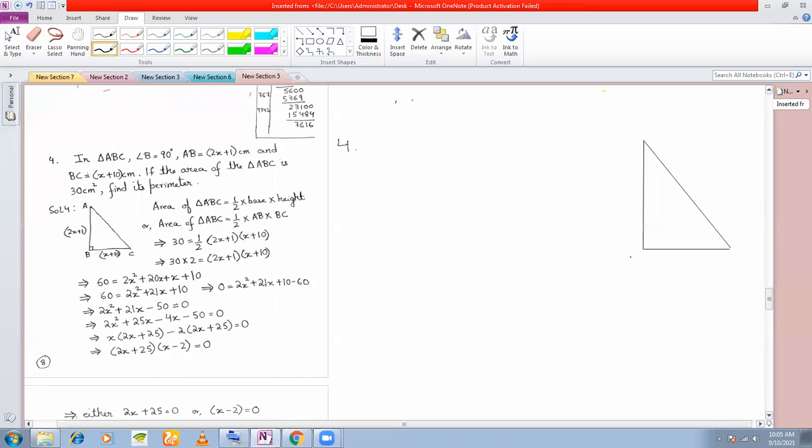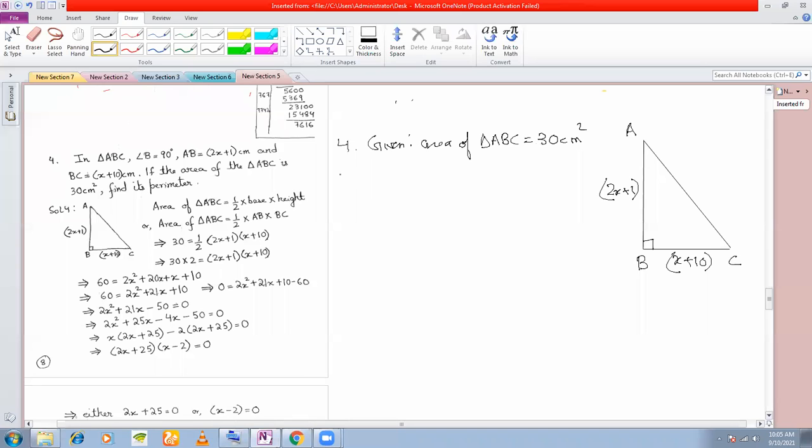And angle B is given to be 90 degrees. So we'll call this angle B. It's 90 degrees. So this is our triangle ABC. Okay, and AB is given to be 2x plus 1. So this side is given to be 2x plus 1. And this side is given to be x plus 10. Okay, also what is given is area of triangle ABC is given to be 30 centimeters square.